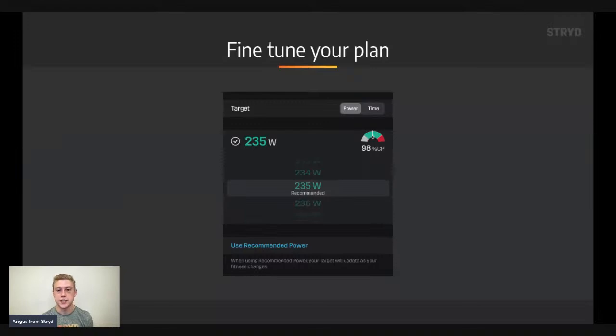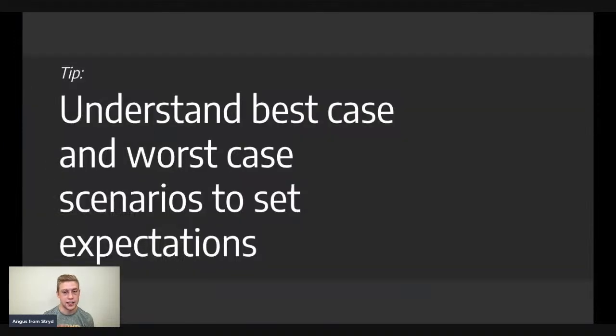Of course, you don't want to deviate too far from Stryd's recommendation. Stryd's recommendation is going to be very accurate if you meet the criteria. But it's going to be a great tool to have, especially if you want to be more aggressive or more conservative in your target, to understand the best case and worst case scenarios.